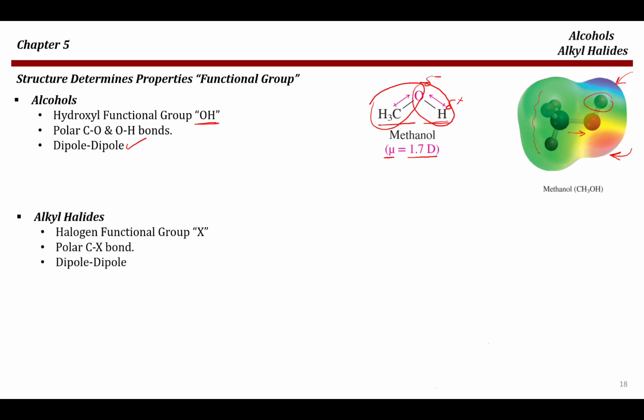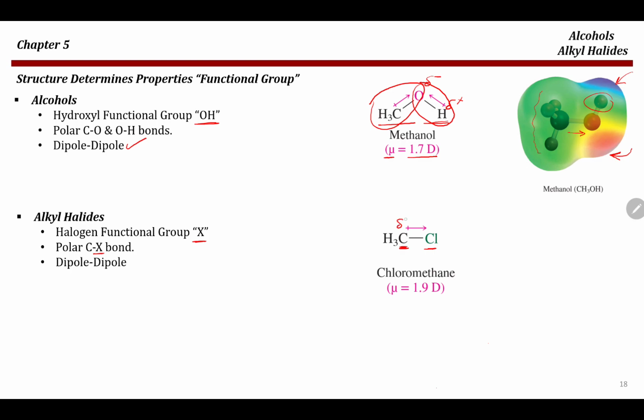Let's talk about alkyl halides now. Alkyl halides have the halogen as the functional group. And of course, if the halogen is more electronegative than carbon, then we will have a polar carbon-halogen bond, and again dipole interactions exist. For example, in this case here, this is chloromethane. The carbon-chlorine bond is a polar bond because chlorine is more electronegative than carbon.